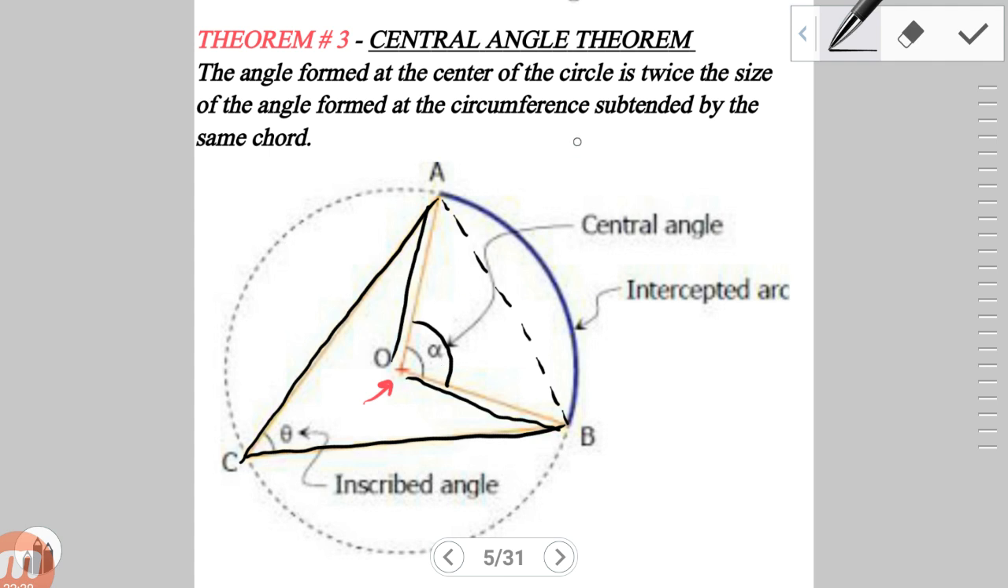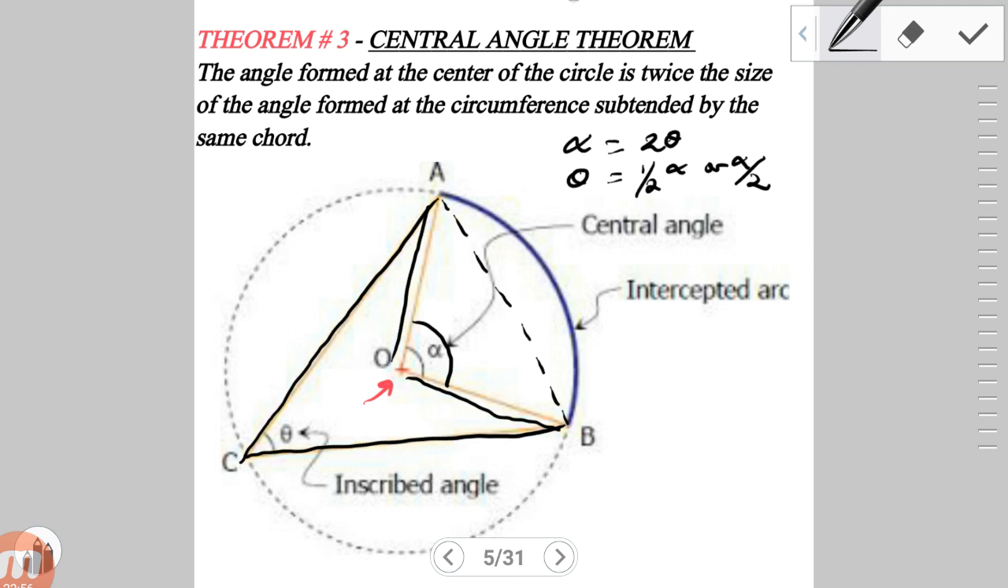In other words, alpha in this case is equal to 2 theta, and theta is equal to half alpha, or alpha divided by 2, where alpha is the angle at the center. Another way that I find students will often say this is the angle that is above the center.